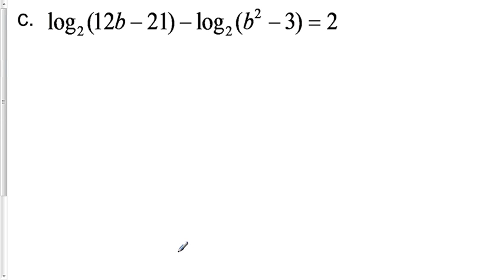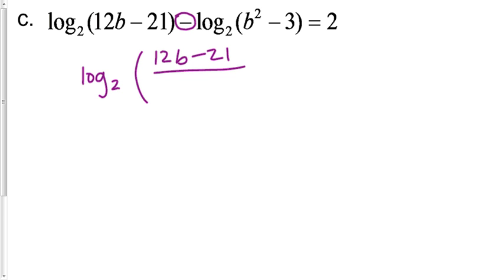Okay, last one here. The log base 2 of 12b minus 21 minus the log base 2 of b squared minus 3 equals 2. This is a tough one, so I'm going to work through it with you, of course. So on the left side of my equation, I've got 2 logs with the same base. We need to simplify that, in this case, using property number 2. It's a subtraction, so that means when I combine them, I'm going to write a quotient. It's the log base 2 of 12b minus 21 over b squared minus 3. Because there's a subtraction sign between them, I know I need to write a fraction. Okay, and that equals 2.